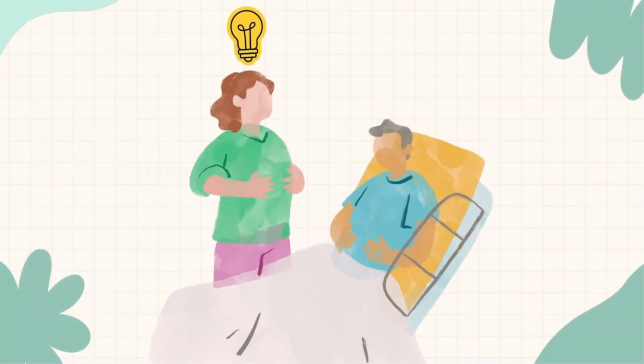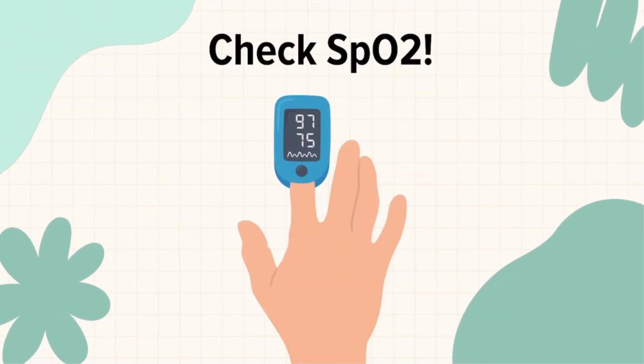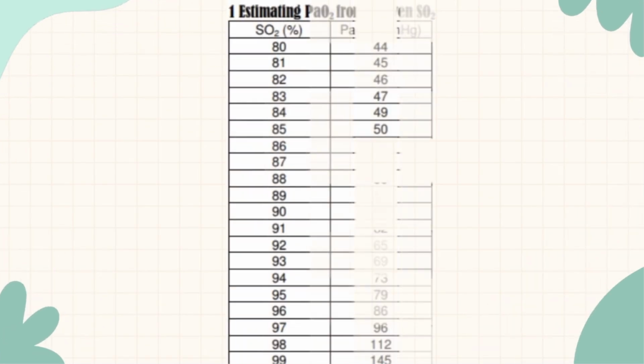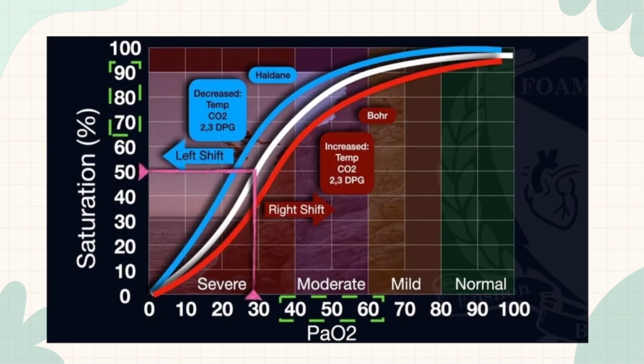Now, when oxygen is usually the first problem, we will look at SpO2. We can look at SpO2, and depending on the percentage value, we can estimate the patient's PaO2. For example, a SpO2 reading of 96% can be an estimated value of 86 millimeters of mercury, more or less. This estimation of PaO2 from SpO2 correlates with the oxyhemoglobin curve.